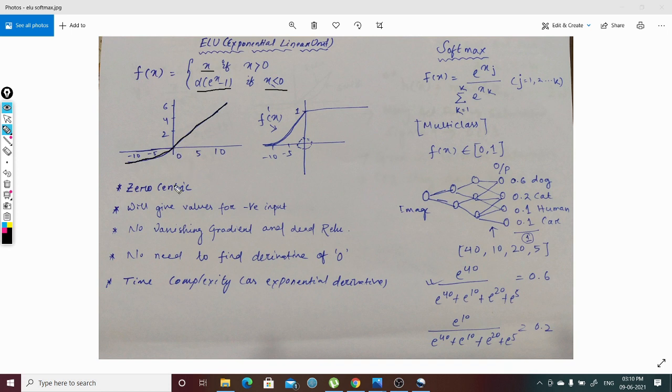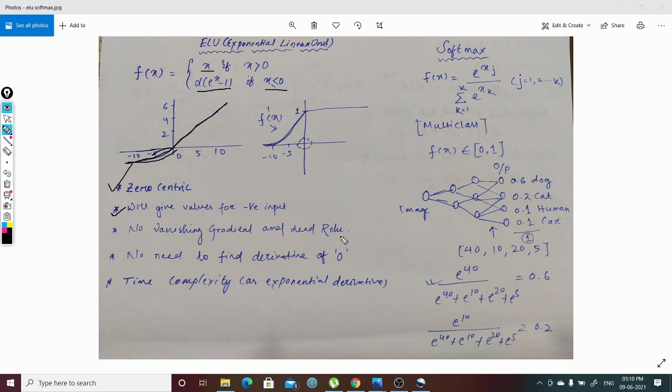So yes, it is zero centric. Zero centric is one of the advantages, because for zero centric values, the gradient optimization, the weight optimization, would be easier, and it will give values for negative inputs as well. As you can see, it will give you some values in the negative range.